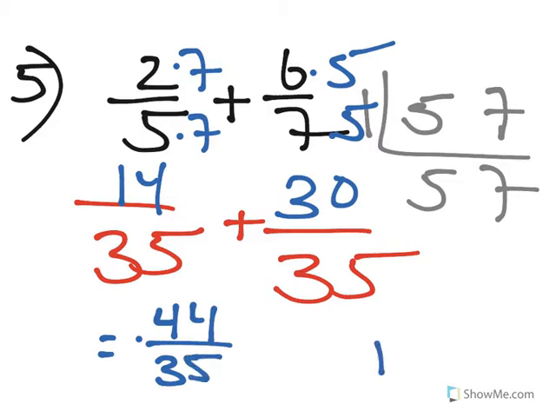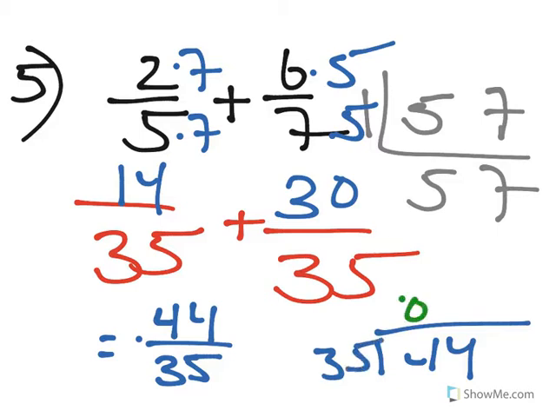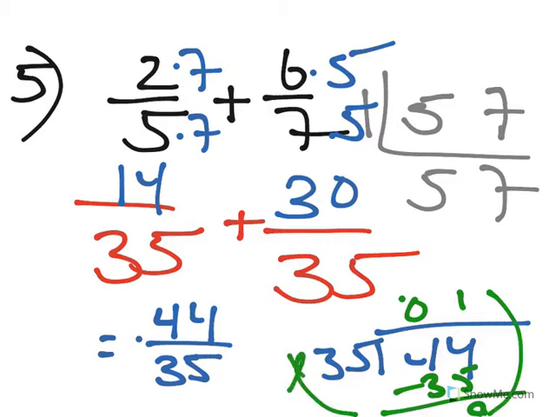44 35ths is improper, so I divide it out. 35, we're not going to 4. 35 will go into 44 one time. I subtract. I get 9, and I write it clockwise. So my answer to this problem is 1 and 9 over 35.